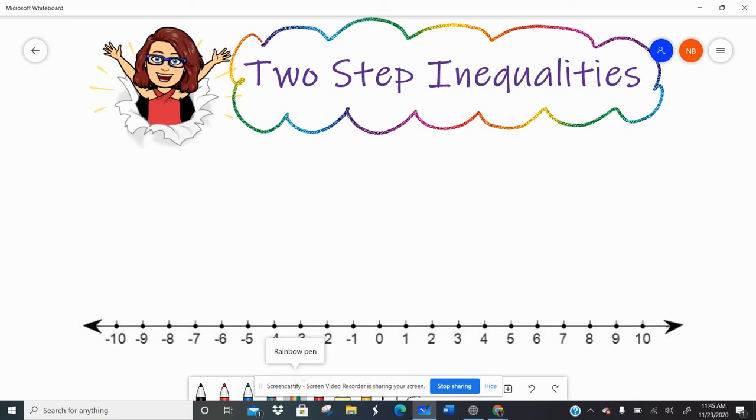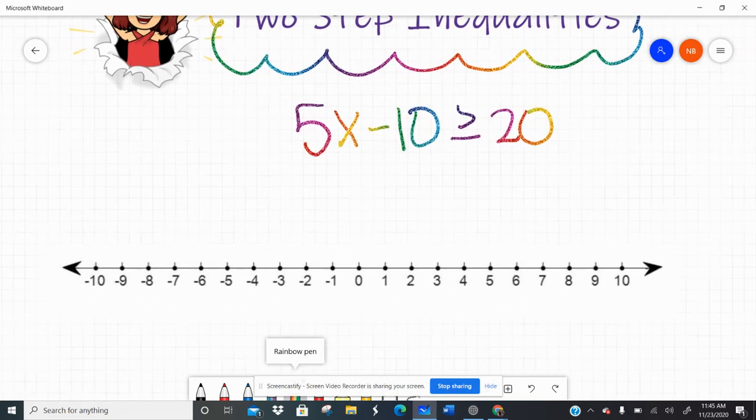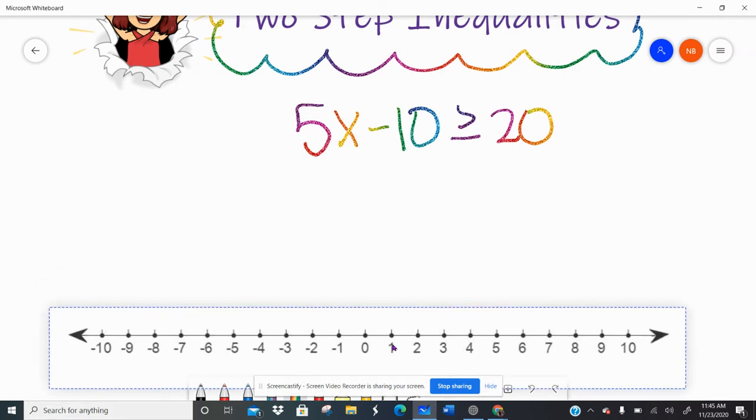So two-step inequalities, we find the solution set just like a two-step equation, right? So let's dive in and see. If I have 5x minus 10 is greater than or equal to 20, right? 5x minus 10 is greater than or equal to 20.